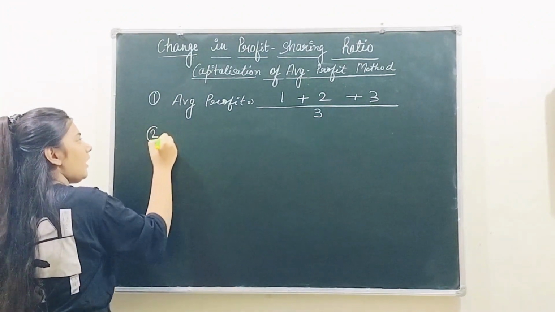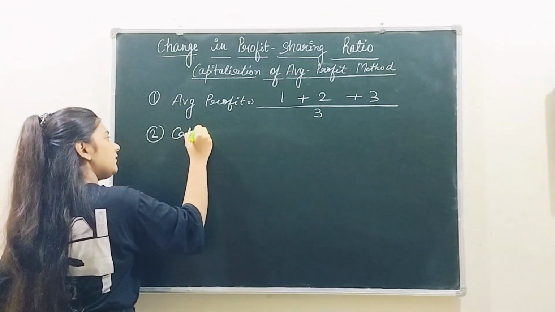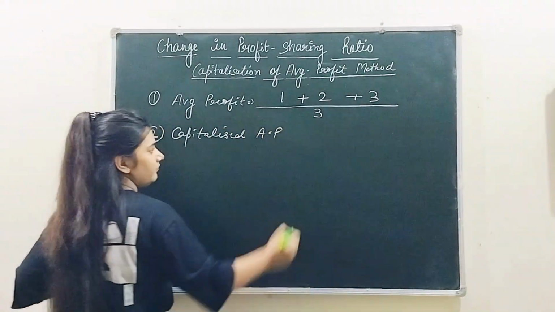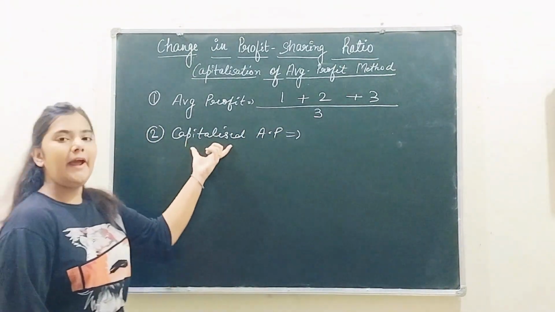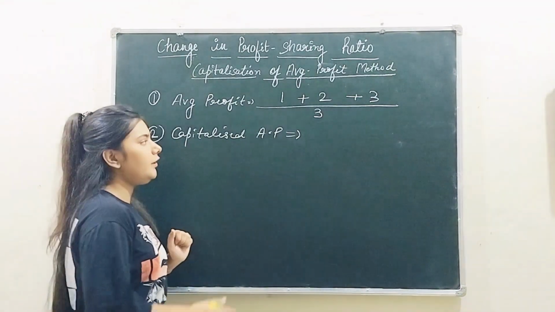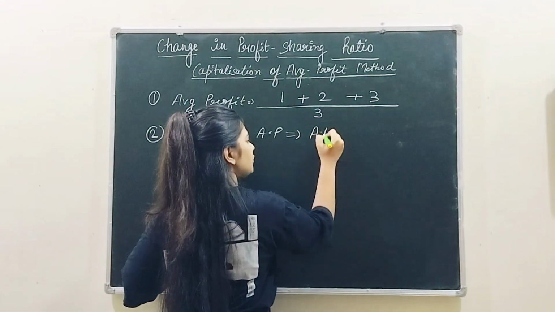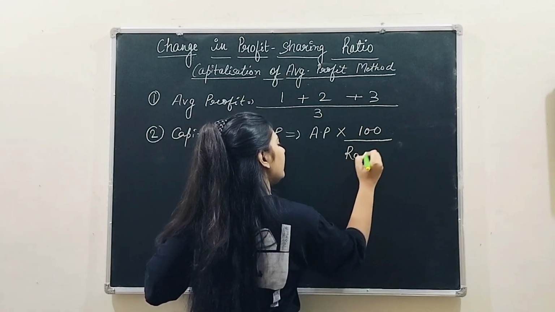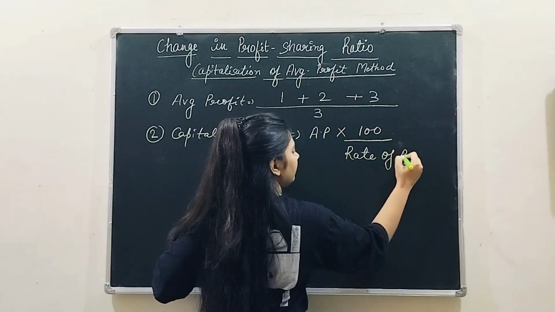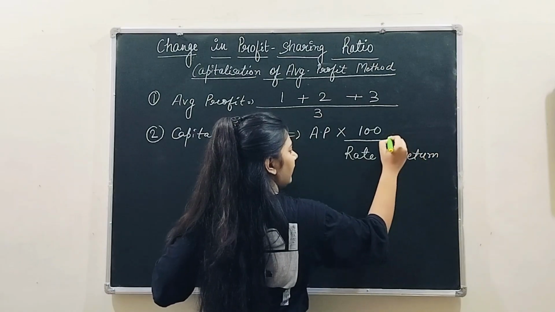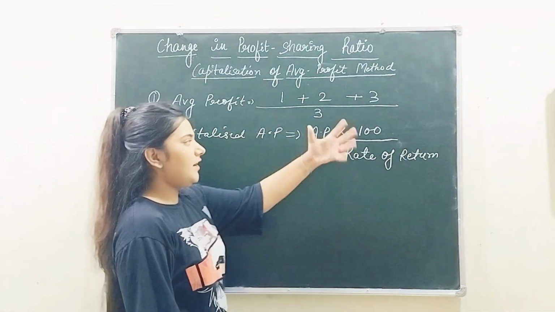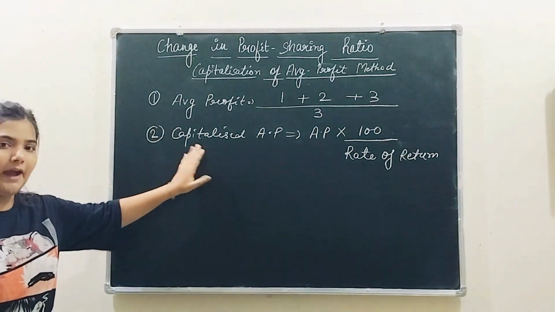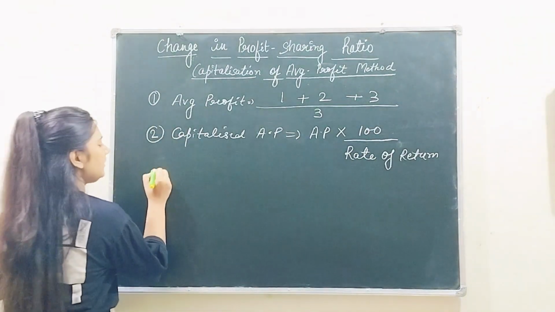The second step comes your capitalized average profit, right? So how do you calculate your capitalized average profit? You basically multiply your average profit into 100 divided by your rate of return, right? So you simply reciprocate it. 100 divided by rate of return, that will give you your capitalized value. Now comes your third step.